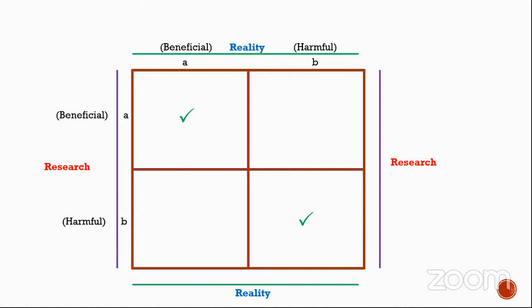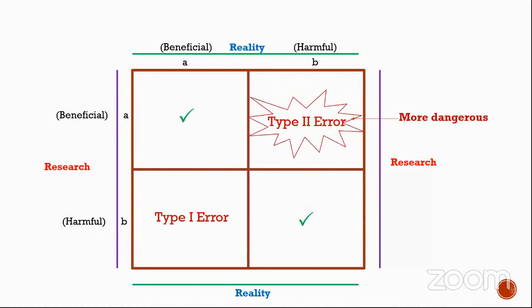But suppose we have an error in research. So in research, we found that a medicine is harmful, but in the actual scenario, the medicine was actually beneficial. So we have committed a type 1 error. And in research, we have found a medicine which is beneficial, but in reality, it is harmful. So we have committed a type 2 error, and type 2 error is more dangerous.